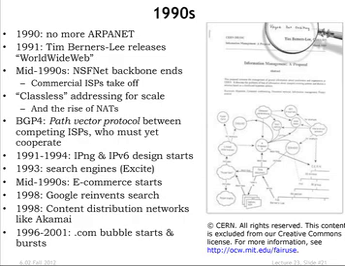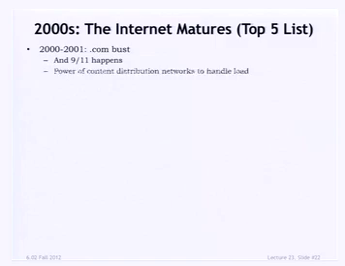Now, everybody knows about Google reinventing how search is done and starting to dominate. Another thing that happened in 1998 was content distribution networks started getting created. And these are networks that you deploy as overlay networks atop the internet to serve content better and in a more reliable way. Now, in the 2000s, the internet matured, and I have the top five things that I think happened in the networking industry and the networking world in 2000. So the dot-com bust happened, and then 9/11 happened.